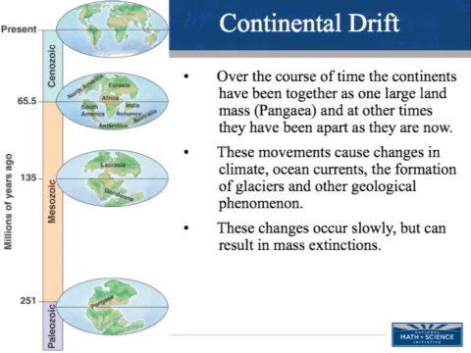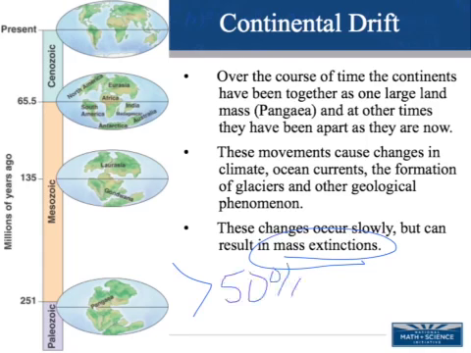These changes occur slowly, but it can still cause, sometimes it may cause speciation to occur, and sometimes it may cause mass extinctions to occur because the organisms just cannot adapt quickly enough to the changing environment and the changing climate that's happening. There were 5 major extinctions that happened. And when you consider a major extinction, we're talking 50% or more of all species were eliminated.